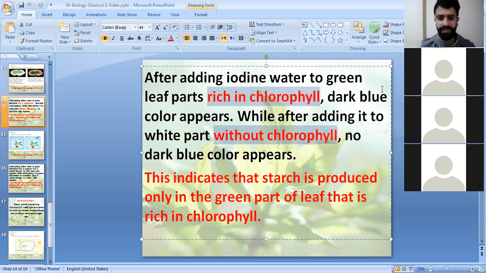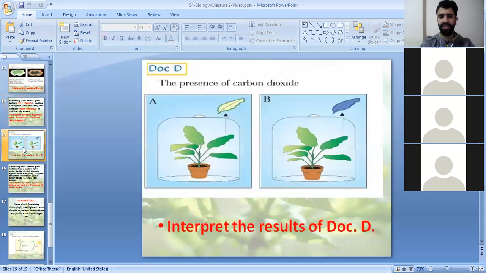What does this indicate? This indicates that starch is produced only in the green part of the leaf that is rich in chlorophyll. So we have till now two important elements for the process of photosynthesis, for the process of production of starch. The plant produces its own food by a process called photosynthesis. What is this food? It's the starch.